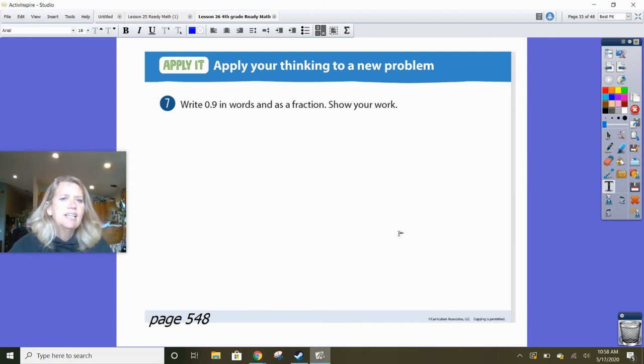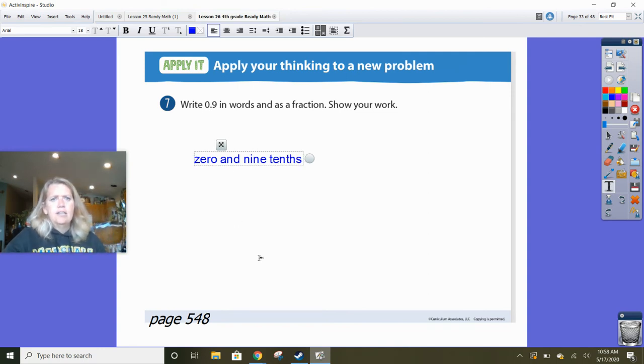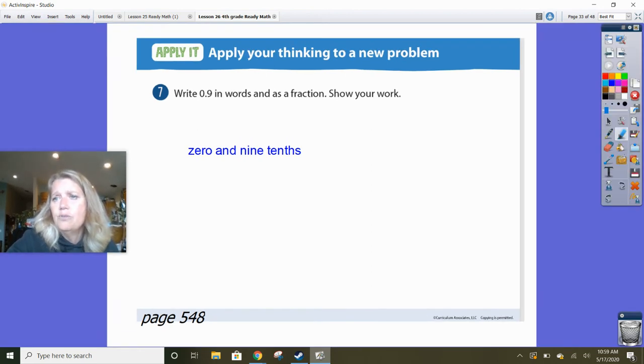0 and 9 tenths. That's how you would say it. So that's what she said. I agree. 0 and 9 tenths. All right. And then write it as a fraction. Show your work. Well, our work is using the places there. So that is our work, I guess. And then we need to write it as a fraction.